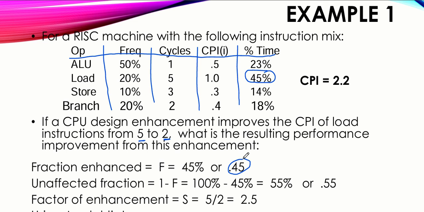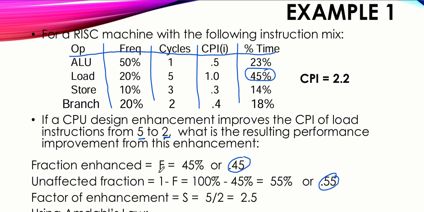Now, we realize that 45% of the time we are doing load instruction. So we are thinking that this time taken by that 45% will reduce. But we know that the remaining 55% will not reduce because nothing about them has improved. So we'll take note of that 55%. The 55% is the same as 0.55. So the affected fraction is 45%, which is the same as 0.45. Unaffected is 1 minus 0.45, or 100 minus 45%. I mean, this is just percentages and fractions conversion.